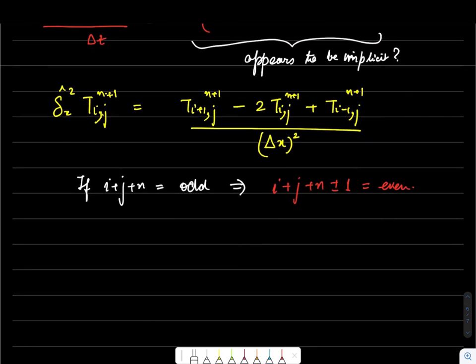So this scheme uses this idea that the points corresponding to this condition are already computed in step 1. So this is already computed in, I should say, sweep 1.